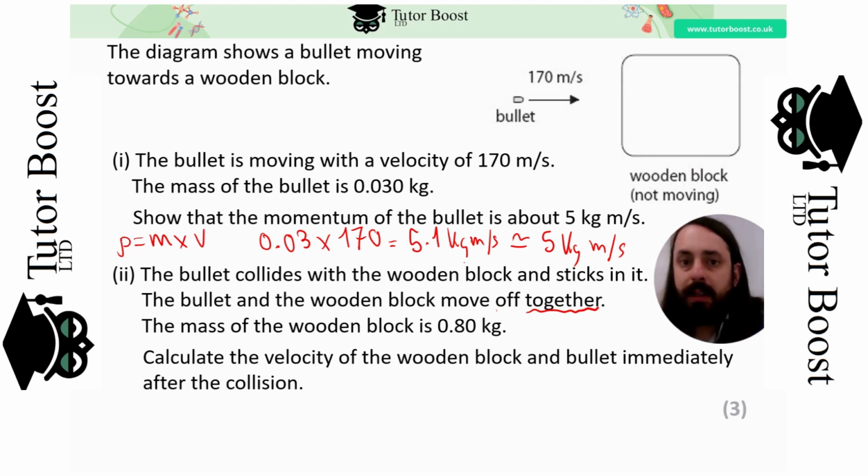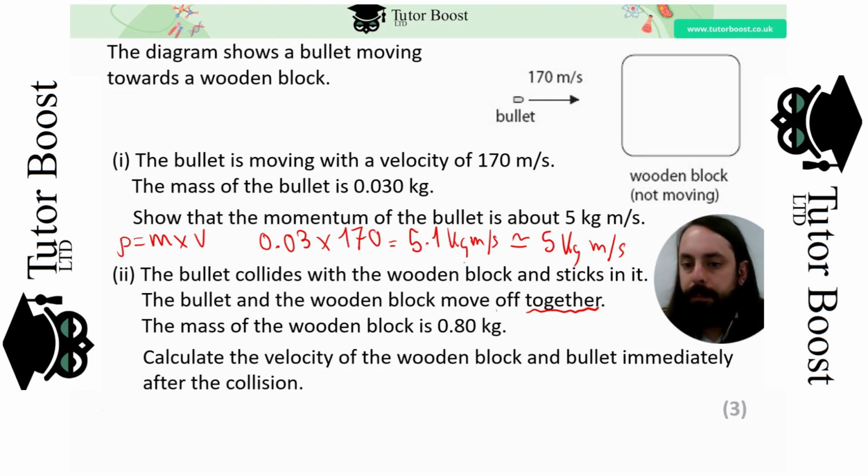So the results are quite similar because the bullet obviously is just 0.03 kg. So the result of the velocity doesn't change that much, but this is one of these questions where the range of velocities is not acceptable. You need to give the exact velocity. So how do we calculate this? Well, really simple. What is the momentum before the collision? 5 kilograms meters per second. That's the momentum of the bullet. Okay, so let's use the 5.1 actually, which is more accurate.